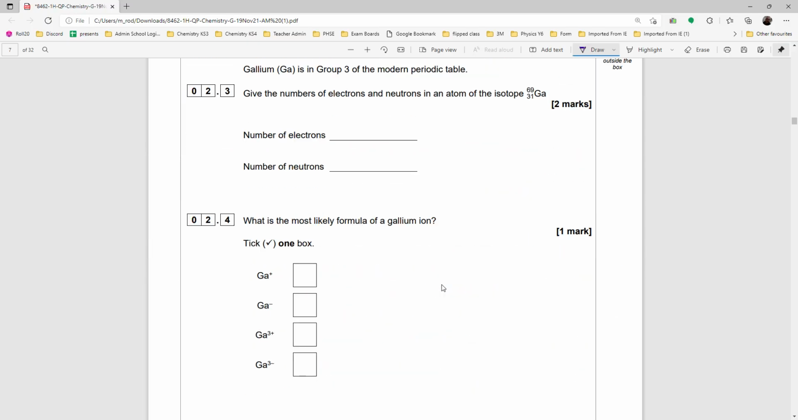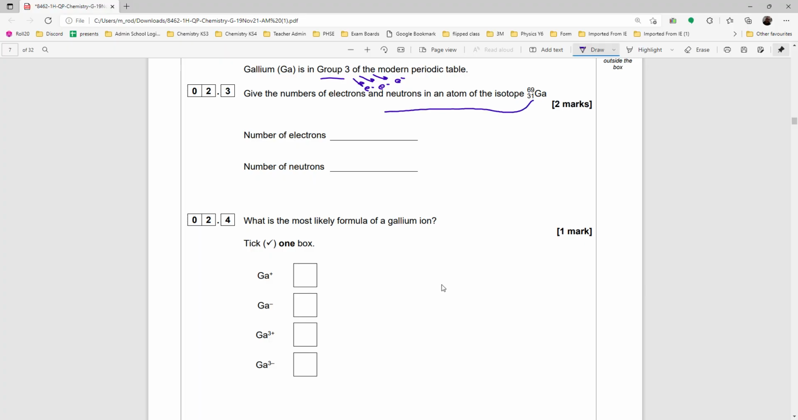Jumping on ahead again. Gallium is in group 3. Well, that tells me almost everything I need to know. If you're in group 3 and you are a metal, you're going to lose 1, 2, 3 electrons. If you lose 3 electrons, you're going to have a charge of +3. Oh, sorry, I am jumping ahead. Let's just go to the first part.